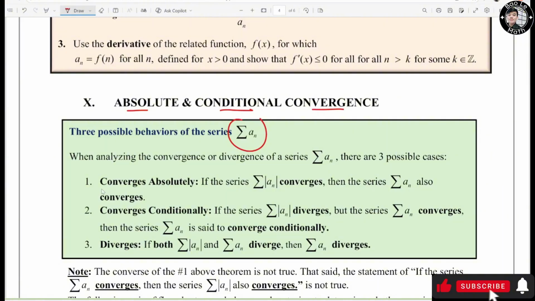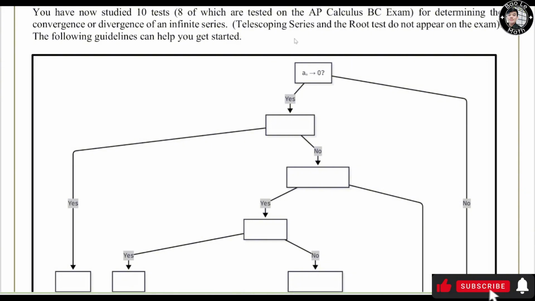The first one, the series converges absolutely. If the series absolute value of a sub n converges, then the series a sub n also converges. Second, converges conditionally. If the series absolute value of a sub n diverges, but the series a sub n converges, then the series a sub n converges conditionally. Number 3, diverges. If both absolute value of a sub n and a sub n diverge, then a sub n diverges.